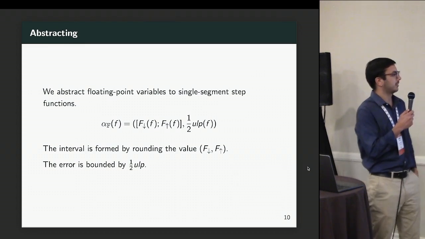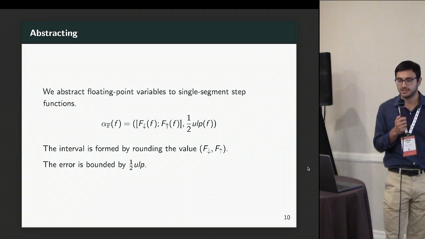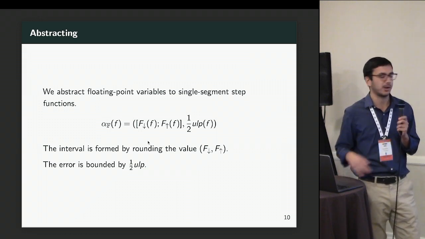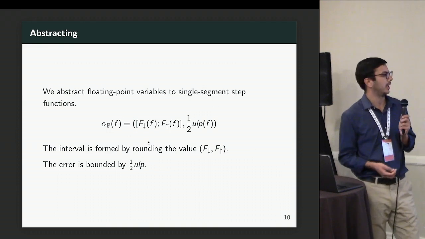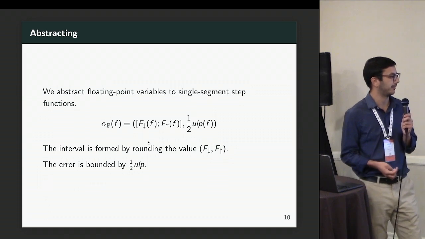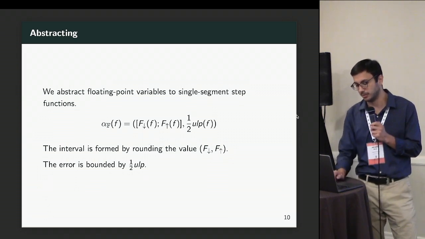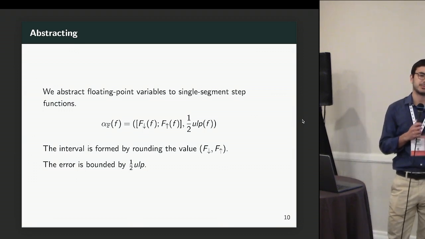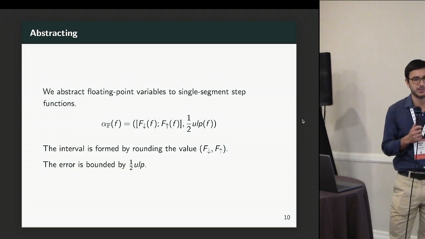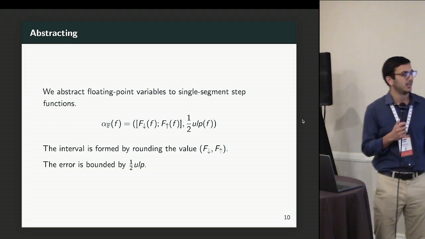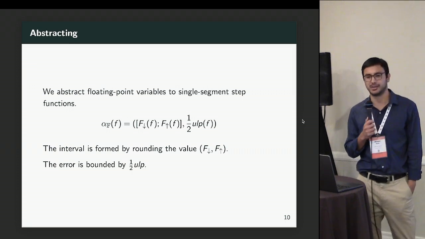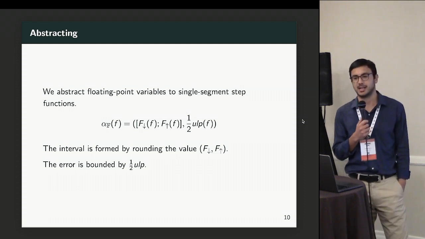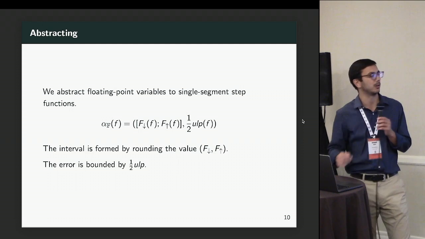So we'll abstract our floating point variables into a single segment step function. We form the interval by rounding the floating point number up and down, and we bound the error on that floating point number by just taking 1/2 of the ULP of it. The reason we have to provide an interval and an error bound here is because programmers don't always write exactly representable numbers in their programs. A good example is the 0.1 I was talking about earlier, which is a fairly reasonable number to write down in your program, but actually isn't exactly representable, and you're automatically incurring error when you write that.